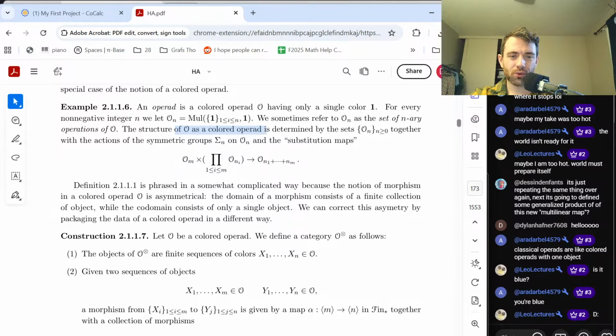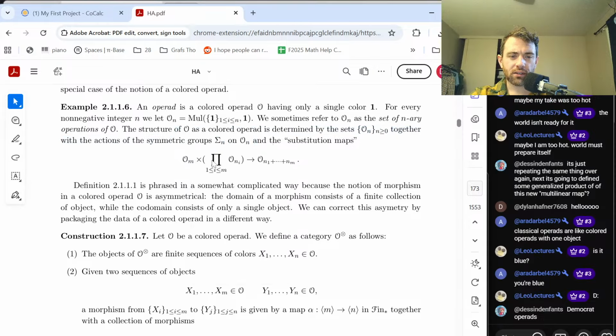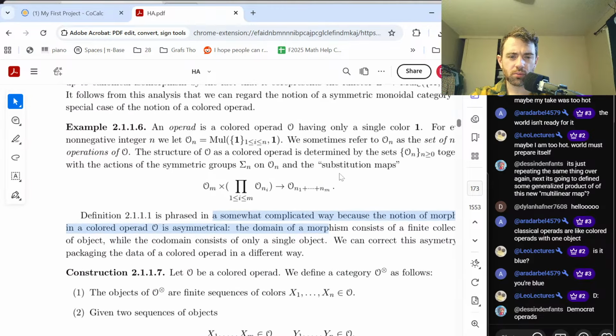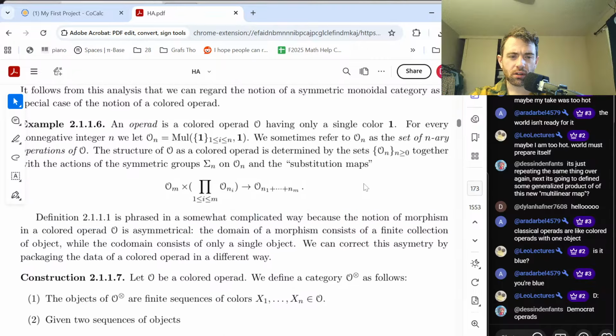The structure of O as a colored symmetric operad, together with actions on O_n and the substitution maps. Because the definition is asymmetrical. Wait, what's going on in the substitution map here? And it's not clear why we have an action of the symmetric group.